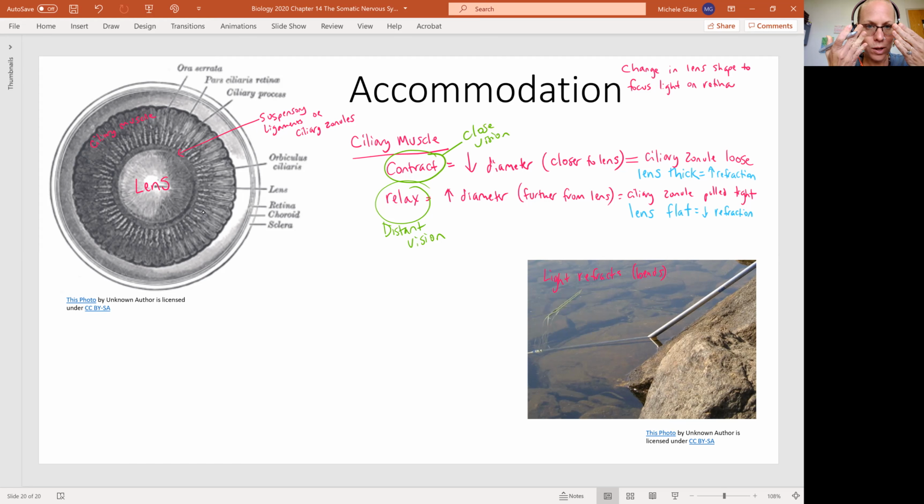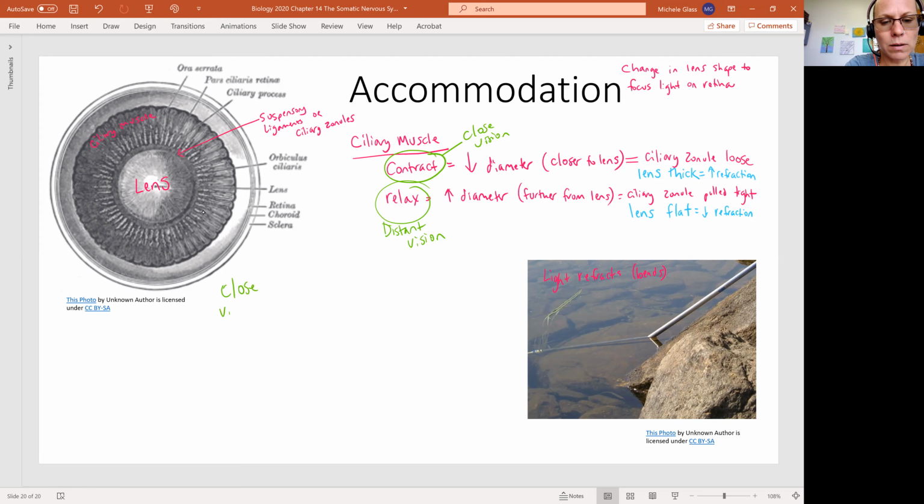So the opposite of that is true for close vision. If you're looking at something up close, there's not as much distance. You don't want a long wavelength. You want to bend the wavelength so that it hits at the right place. So when you're looking at something up close, your ciliary muscle will contract. That makes that suspensory ligament loose, that makes that nice big fat thick lens. And so now as the light goes through that thick lens, it bends enough that it hits at the right place on the fovea.